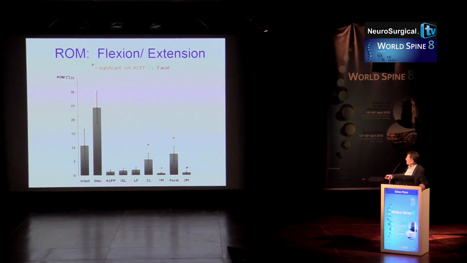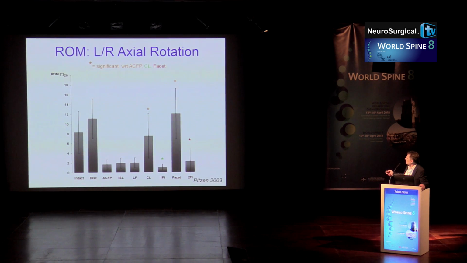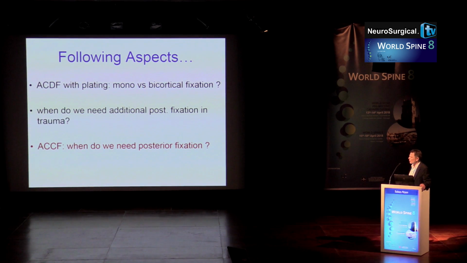And here are these results together, and what you see is that as soon as, in presence of an anterior plate, you cut the capsules, then you should go for a posterior instrumentation, because this is unstable with respect to this. And the same is true for lateral bending, and the same is true for axial rotation, even more pronounced. So what you can learn from this is, as soon as in a trauma you have a complete cutting through the posterior elements, go for posterior if you apply a plate.